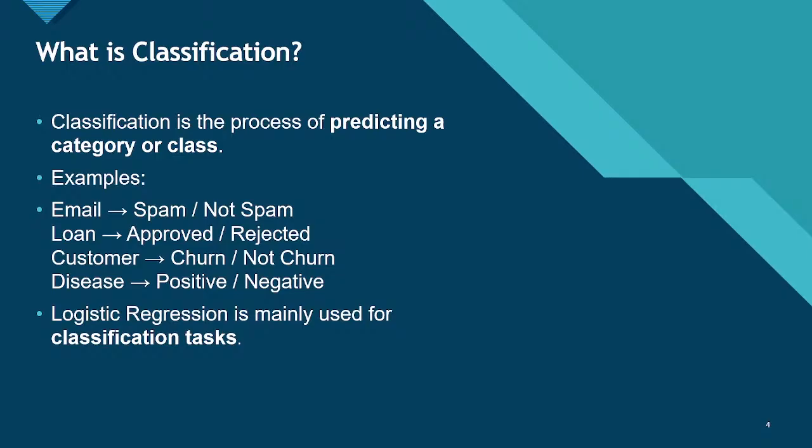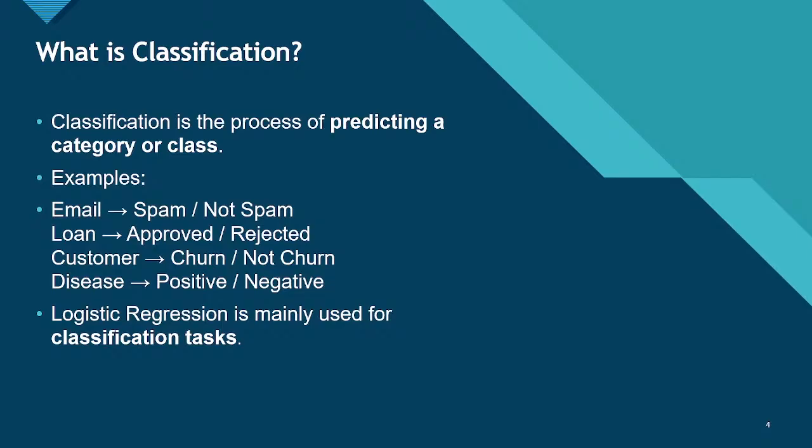The second example is loan approval prediction: the loan is approved or rejected. Banks use a machine learning model to predict whether a loan should be approved. The system considers factors like income, credit score, employment status, and past repayment history. Using this input, the model classifies the application as approved or rejected.